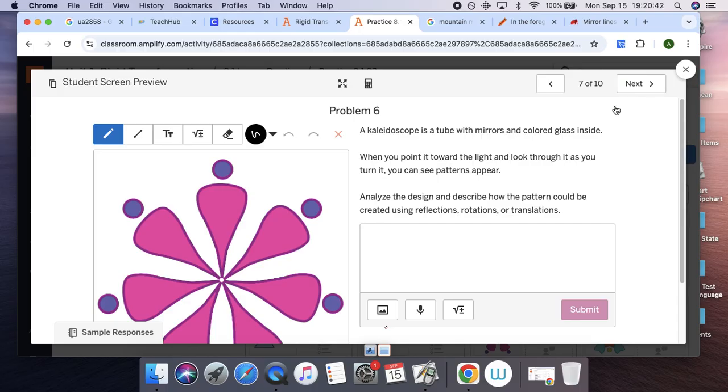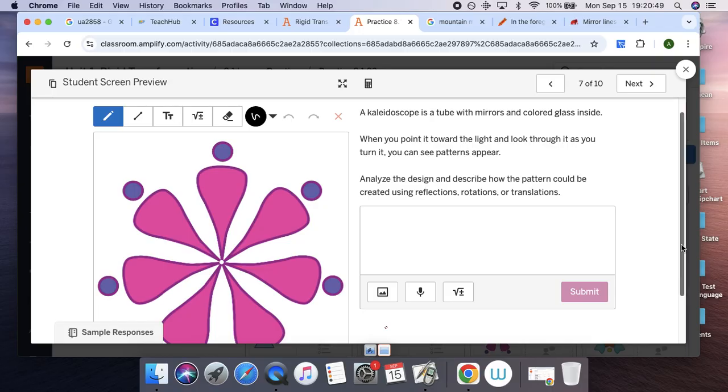7. I'm not going to say that word. It's a tube with mirrors and colored glass inside. When you point it toward the light, you look through it. As you turn it, you can see patterns. So analyze the design and describe how the pattern could be created using reflections, rotations, or translations.